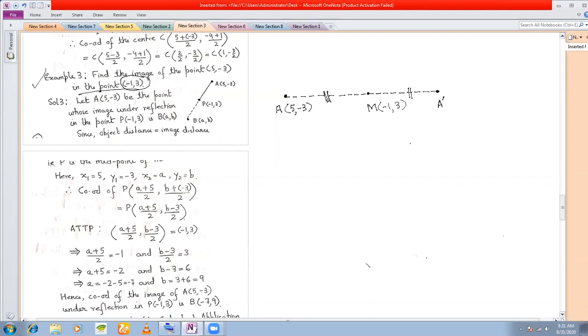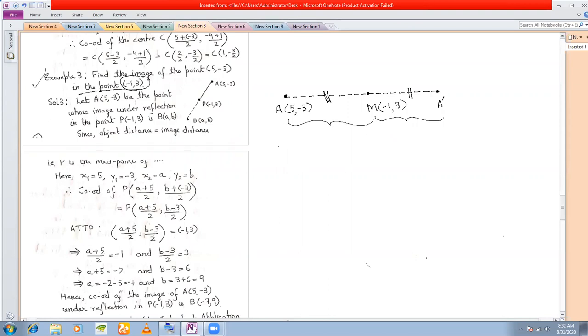Okay, so what do you see? You see here that M is the midpoint of A and A dashed, because this length, object distance, is equal to image distance. So therefore M here is the midpoint of A and A dashed. I want to find out the coordinates of the image.